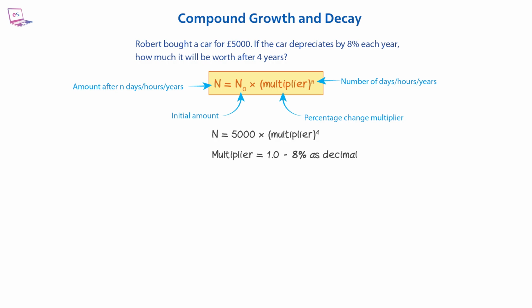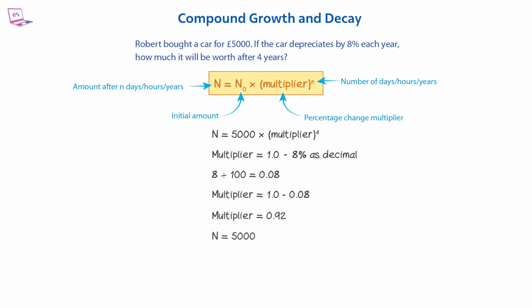To convert 8% to a decimal, divide the number by 100. 8 divided by 100 equals 0.08. 1.0 take away 0.08 equals 0.92. Multiplier equals 0.92. Now, let's insert the value of the multiplier.